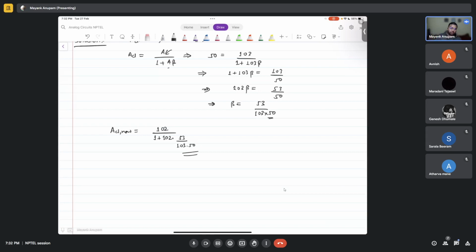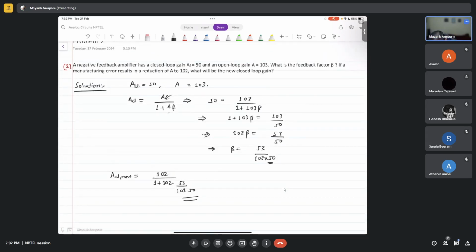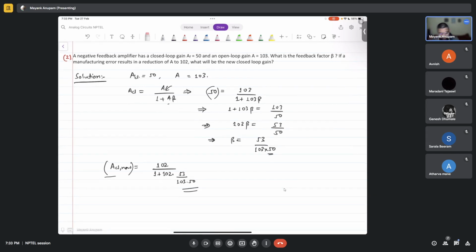Correct. So as homework, what you can do is take it back and see what is the percentage of change in closed loop gain, A closed loop, how much it changes from 50, versus what was the percentage of change in open loop gain from 103 to 102. You have to check how much is the percentage change in open loop gain versus how much is the percentage change in closed loop gain. That is what you should check. Okay, do it as an exercise.